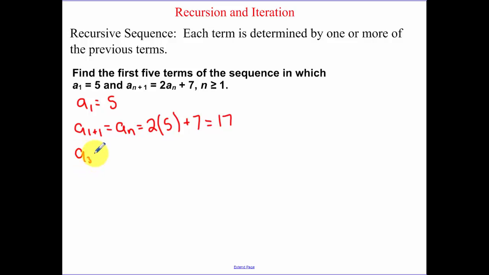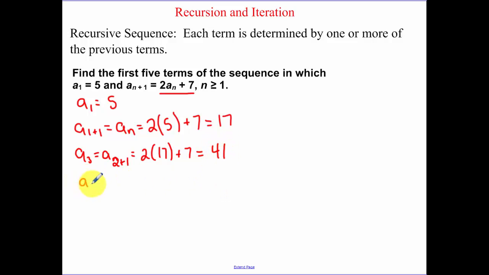The formula for our third term is equal to the second term plus 1. Okay, so that means that n is equal to 2 here. So I have 2 times my second term plus 7. I have to give you guys this formula. So we get that to be 41.